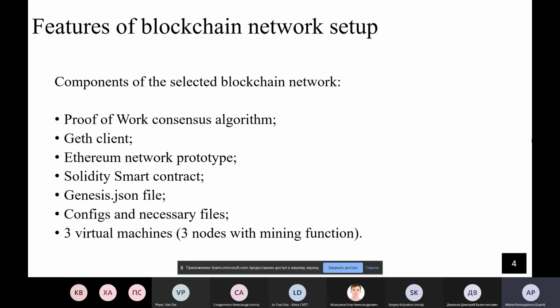Also, we have smart contracts written in the Solidity language, because it's the main language of the Ethereum network. The main file of our blockchain ecosystem is the Genesis JSON file, which we set up with our special components and settings, and we use it to make 3 virtual machines with 3 nodes with mining function. We need the mining function, as you know, just to produce blocks and write transactions inside of these blocks. And these transactions hold some information from the DOA system. That was the main idea of our experiment.